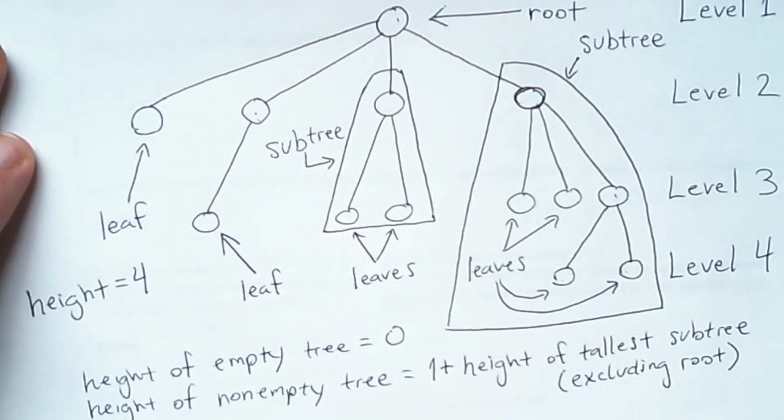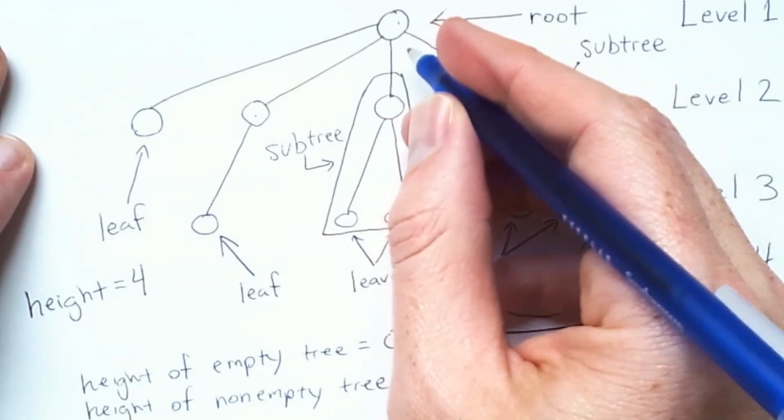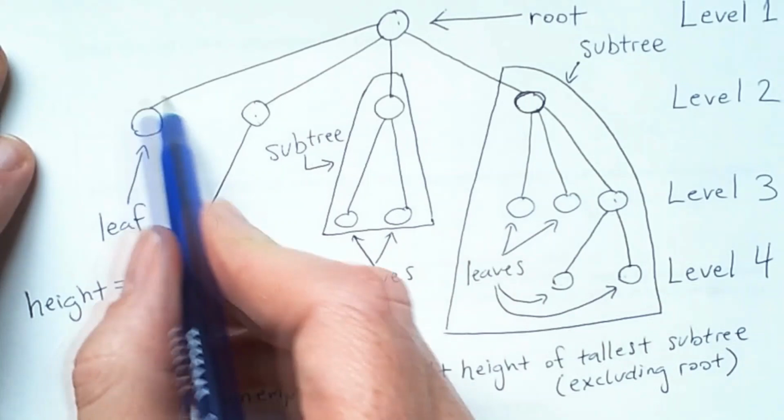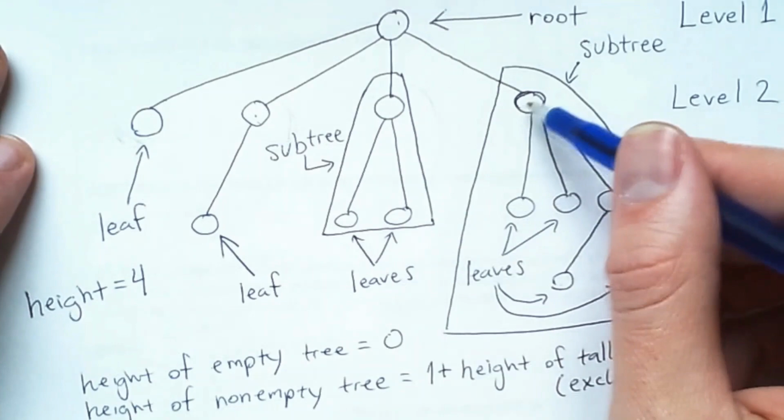So what do I mean by that? Well, going back to this tree here, we have a non-empty tree because we have a root node here. And so I could say that the height of this tree is 1 plus the height of whichever of these subtrees is tallest. So the height of this subtree is simply 1. The height of this subtree is 2. This one also has a height of 2. And this one has a height of 3.